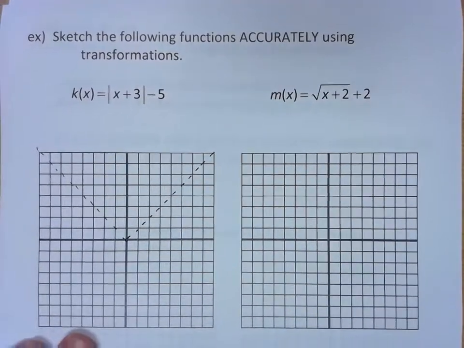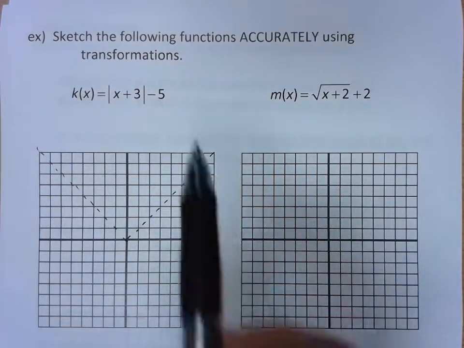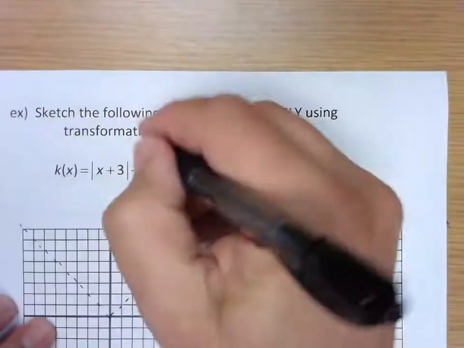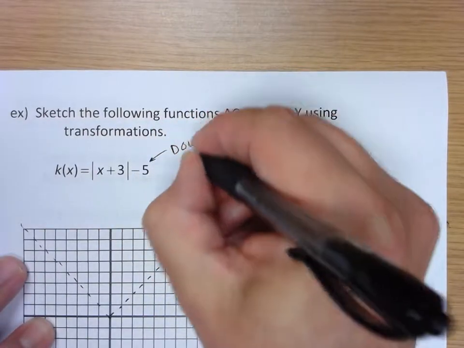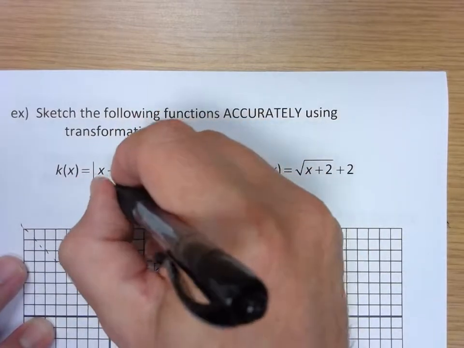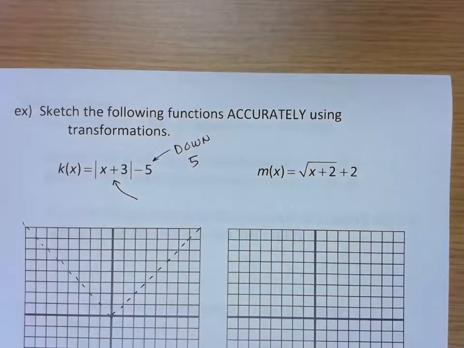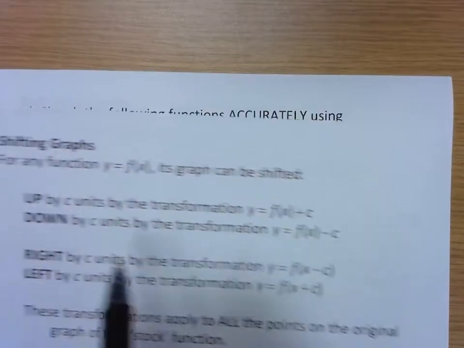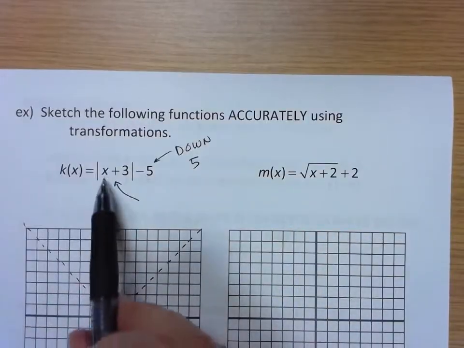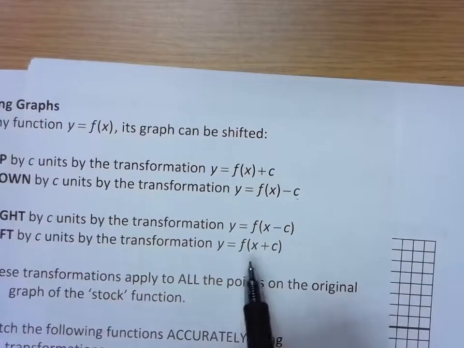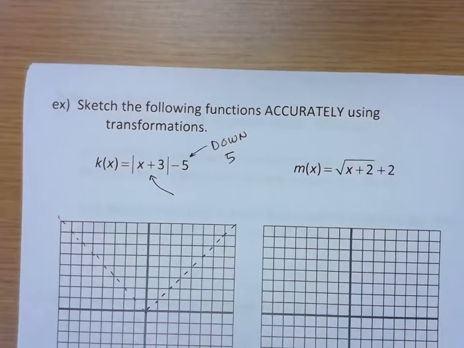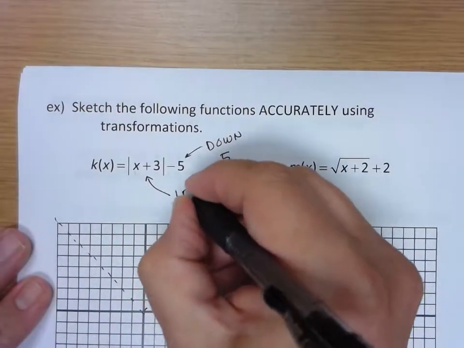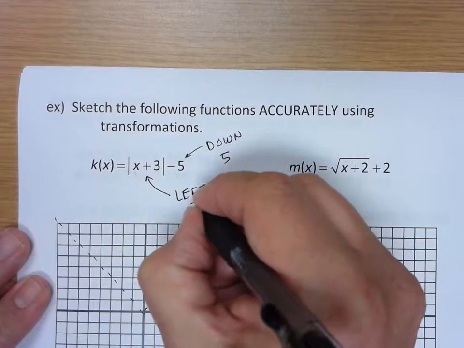So the two transformations that are detailed here, you've got a minus 5 on the outside, so that's going to mean down 5. And then you have a plus 3 on the inside of the function's operation, so be careful. Minus 5 on the outside does mean down, but then plus 3 on the inside of the function's operation means left. So that means you're going to want to go left 3 units.